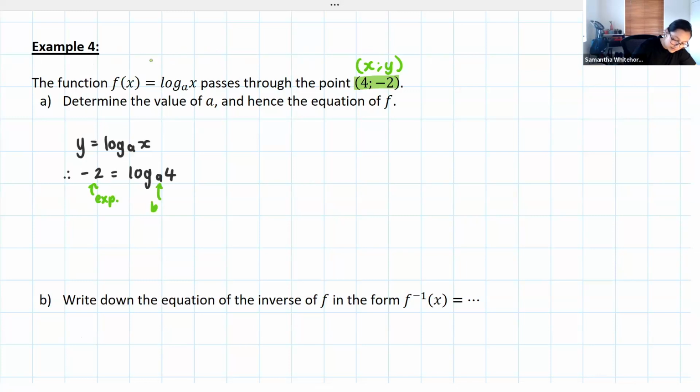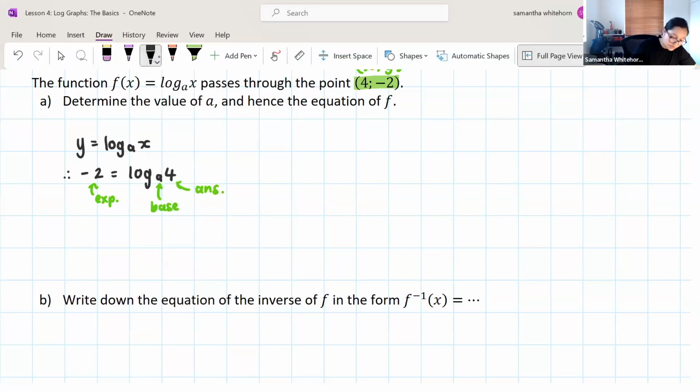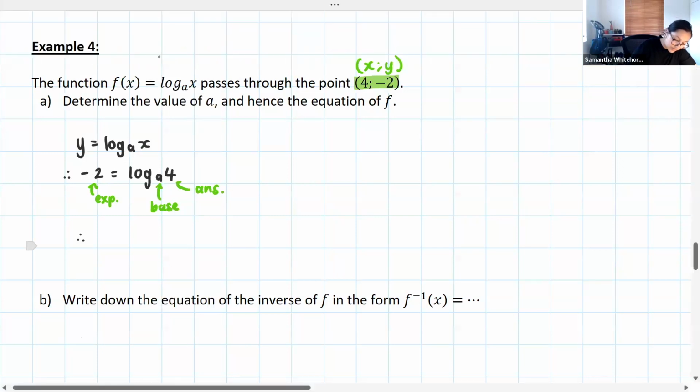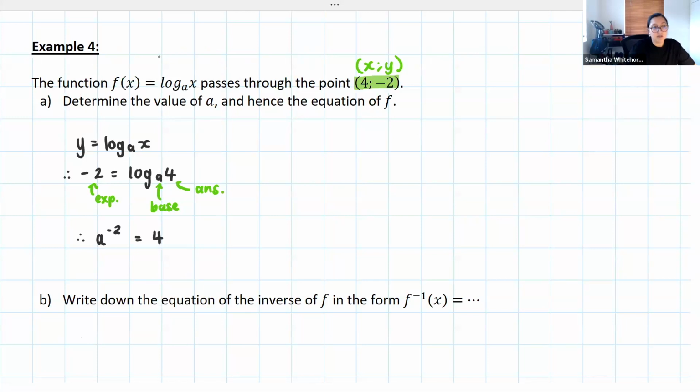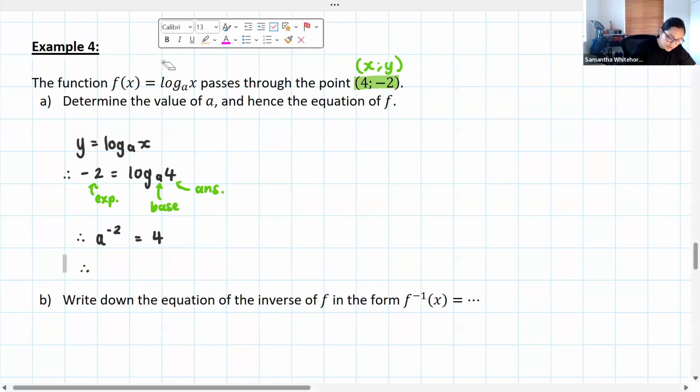This is our base. This is the answer to that exponential equation that we want to set up. So now that I have all of that, I can go and convert to an exponential. So I've got base a to the power negative 2 is equal to 4. There's a couple different ways that you can deal with this, but remember a negative exponent is essentially saying that you have a fraction. So we've got 1 over a squared is equal to 4.